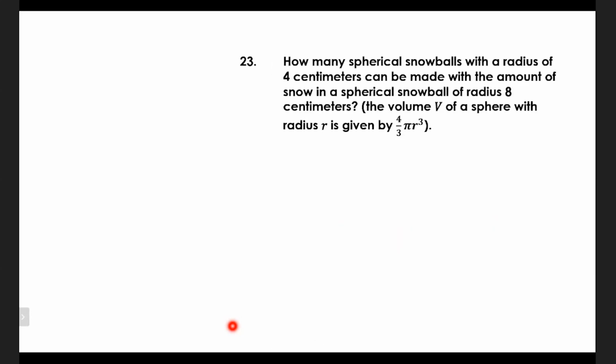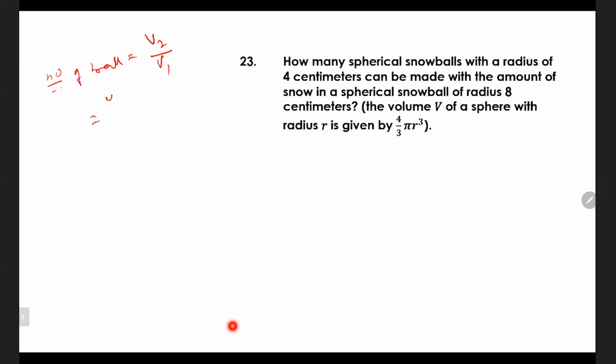Look at this. How many spherical snowballs with a radius of 4 centimeters can be made with the amount of snow in a spherical ball of 8 centimeters radius? So we should always take the number of balls as volume of second one by volume of first one. So that will give you this.